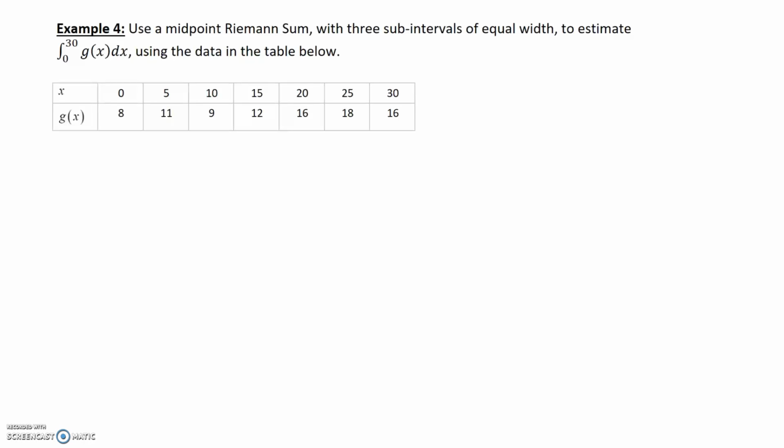We're now going to use a midpoint Riemann sum to estimate the integral of g of x from 0 to 30. Okay, now that 0 to 30 piece is important because it's going to tell us what the width of our subintervals should be. It's a midpoint Riemann sum, which means it's a little bit different from what we've done in the past.